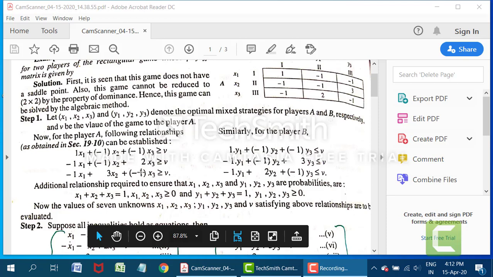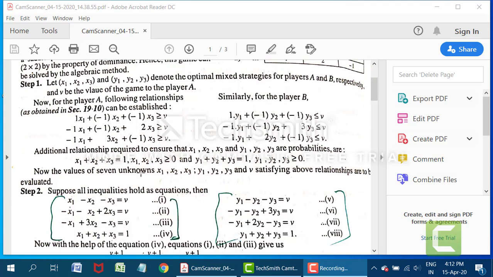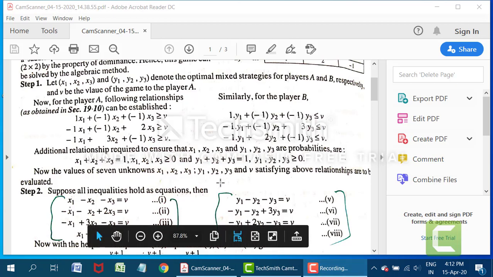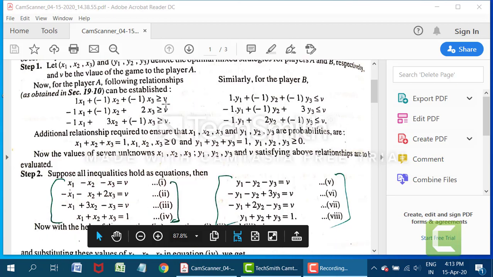So these are the four equations formed. The values of x1, x2, x3 are greater than or equal to 0. These are simultaneous equations, four equations. The first equation simplified like this: x1 minus x2 plus x3, x1 minus x2 minus x3 equal to nu. So replace the greater than or equal to symbols by equality symbols. For solving the simultaneous equations, replace this greater than or equal to symbol with the equality symbol.